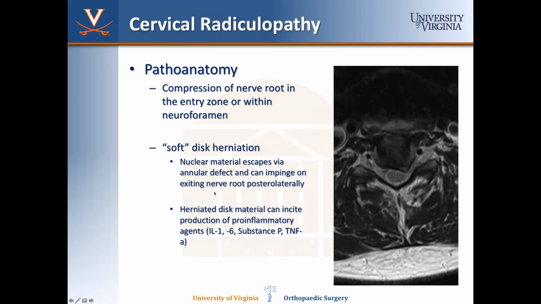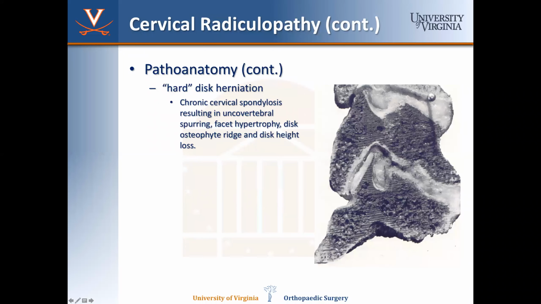The other mechanism is what's called a hard disc herniation, which is not really a hard disc herniation, it's really a spondylosis. So this is a really nice cut. It's an oblique cut whereby you see the disc here. This is the upsweep of the uncovertebral joint. You can see how, even though we call it the uncovertebral joint, it's really just a continuous extension of the disc. And this is the facet, the inferior articular facet, superior articular facet here.